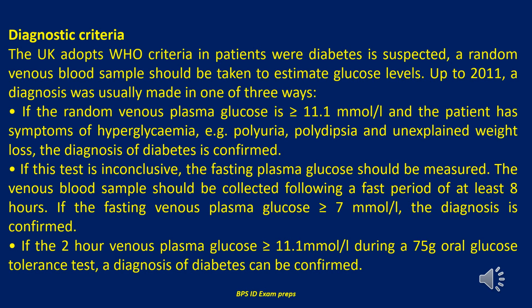Or 2. If this test is inconclusive, the fasting plasma glucose should be measured. The venous blood sample should be collected following a fast period of at least 8 hours. If the fasting venous plasma glucose is equal to or above 7 millimoles per liter, the diagnosis is confirmed. And finally, 3. If the 2-hour venous plasma glucose is equal to or above 11.1 millimoles per liter during a 75 grams oral glucose tolerance test, a diagnosis of diabetes can be confirmed.